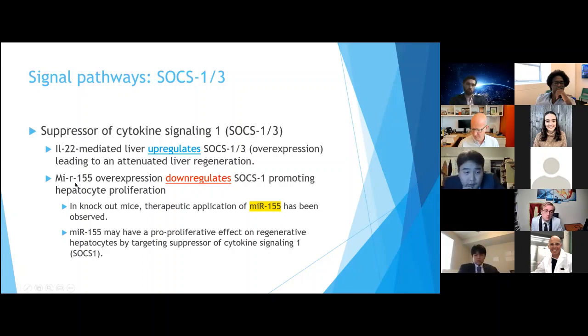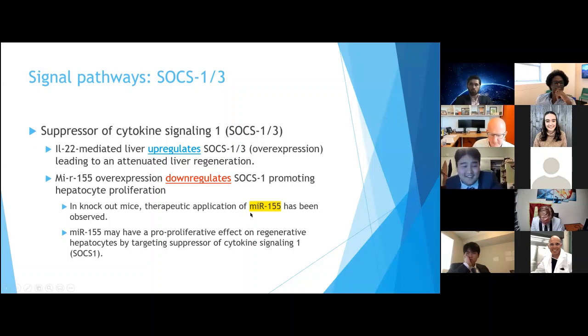And then we have miRNA 155 overexpression, which downregulates SOCS1, promoting hepatocyte proliferation. In this article, they showed that there was a knockout of this gene, and a therapeutic application was observed. We saw that knocking out this gene had a pro-proliferative effect on the regenerative hepatocytes, by targeting that suppressor of cytokine signaling.